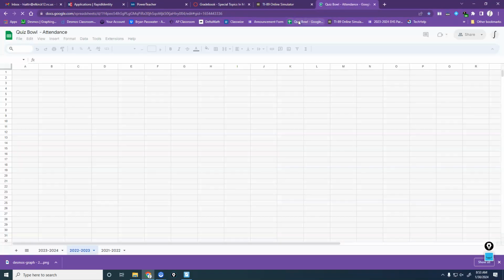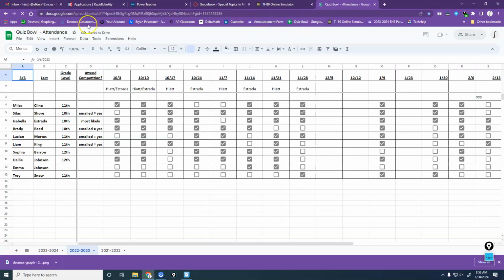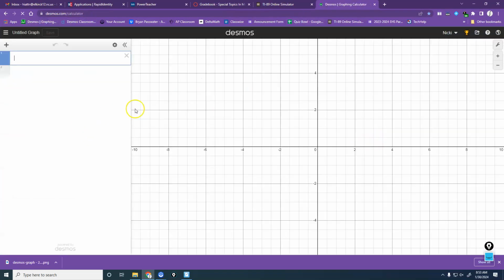because it just makes such a pretty graph. Oh, that's Quiz Bowl attendance. That's not Desmos. Didn't do that yesterday either.